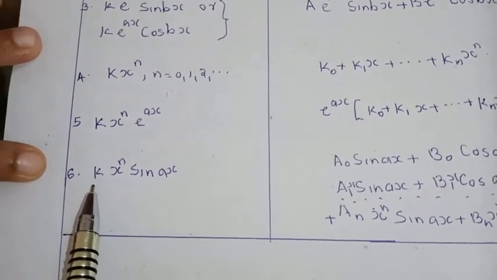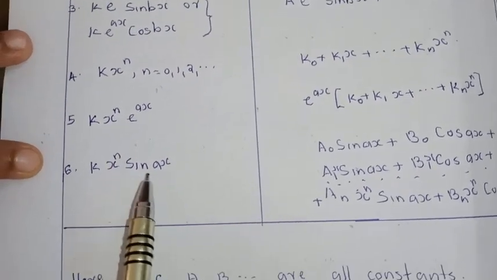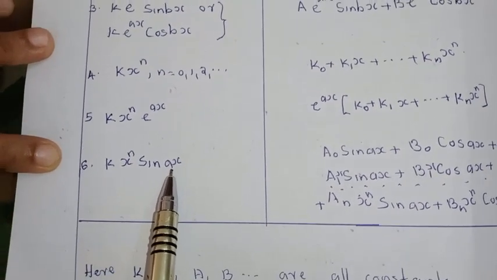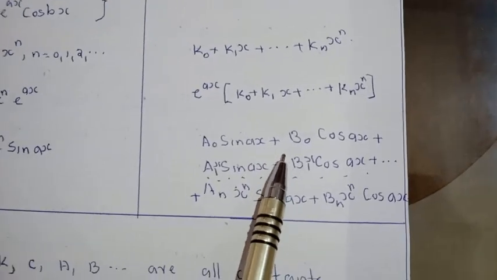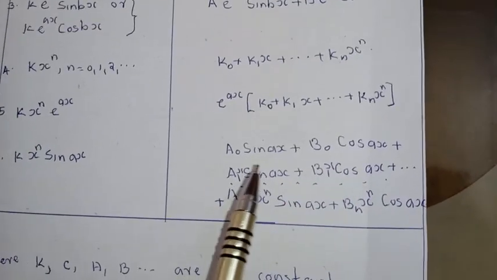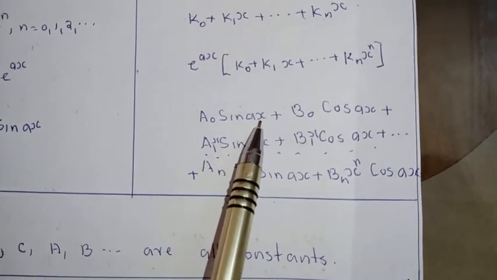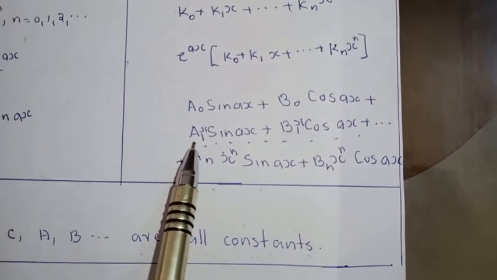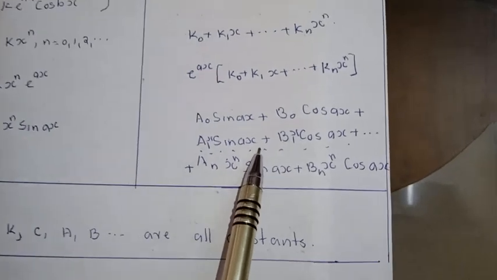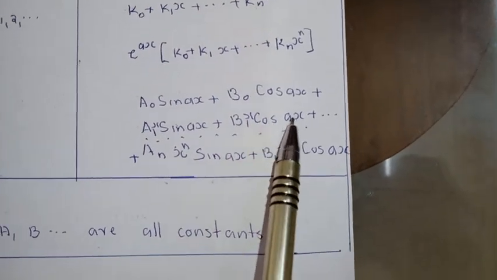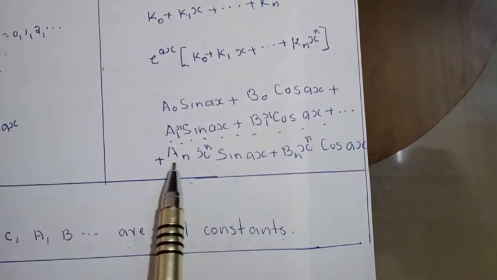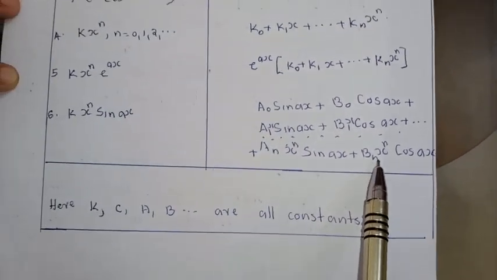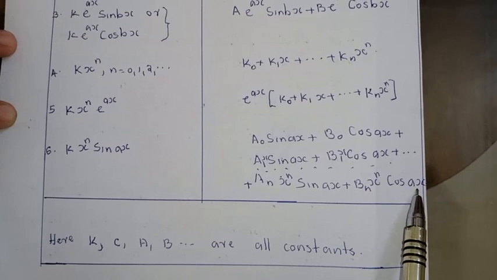Suppose it is k times x raised to n sin ax. So it is a combination of the two yp's that we are writing in a particular manner: a0 sin ax plus b0 cos ax plus a1x sin ax plus b1x cos ax plus etc. an x raised to n sin ax plus bn x raised to n cos ax.